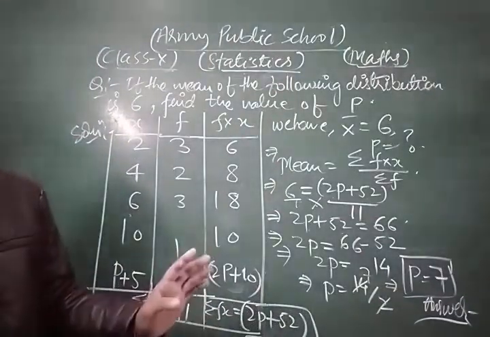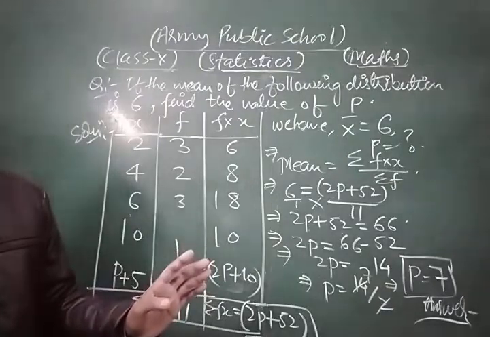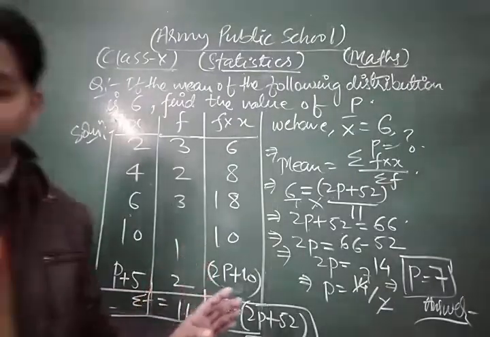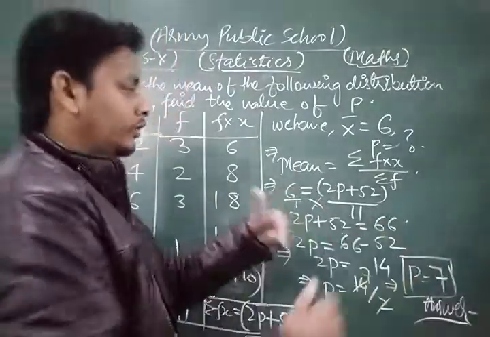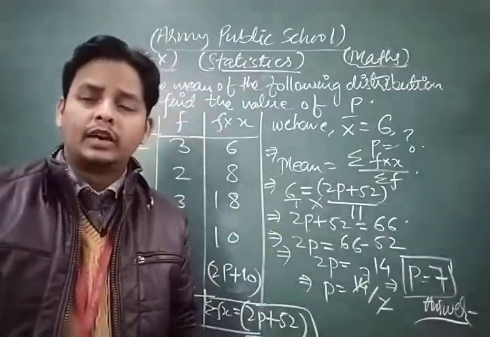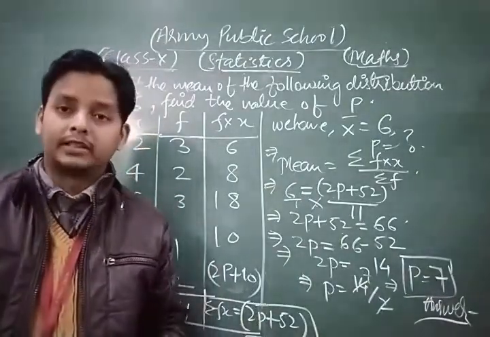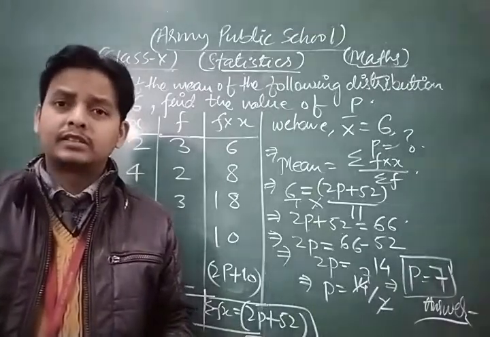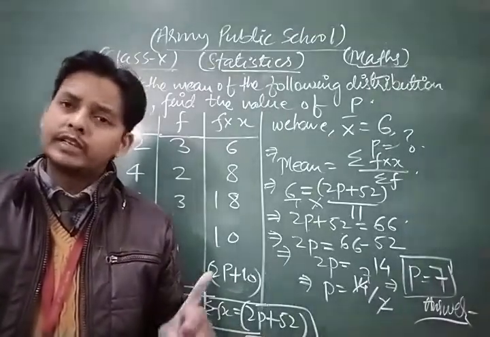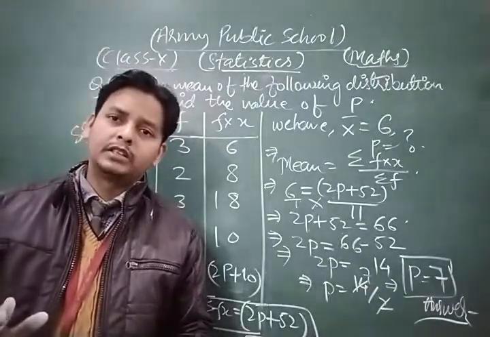Similarly, you apply the same process for solving that question. Now, dear students, the other formula for finding the mean of the given distribution is what? That is the assumed mean method. First, dear students, in today's class we take and solve the questions based on the direct method.